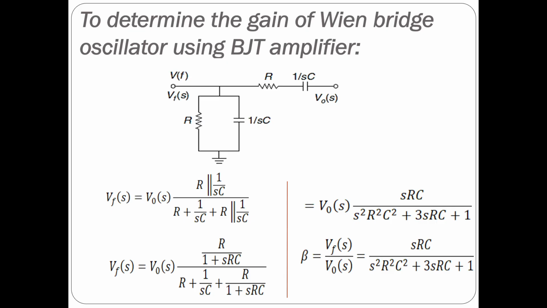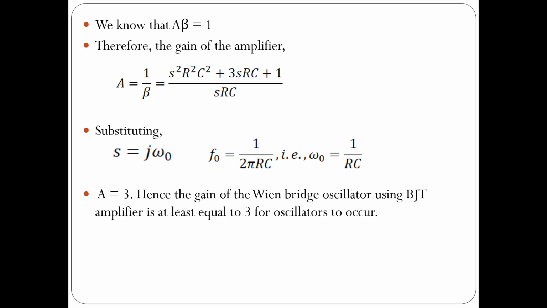So in this Wien bridge oscillator derivation, we can find the feedback, that means the gain of the amplifier, and then using S equal to j omega 0, F0 is equal to 1 by 2 pi RC, so omega 0 is equal to 1 by RC.